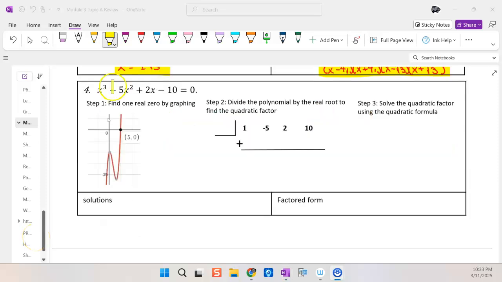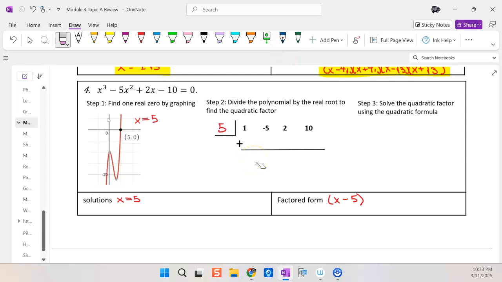All right, now we've got a cubic, and we want to find its roots, what makes it equal to 0. So the first thing it says is we can find one real 0 by graphing. So when we graph that, we get a real 0 is x equals 5. So I already know one of the roots is x equals 5, and one of the factors is going to be x minus 5. Now I take this root and I divide it into this quadratic here.